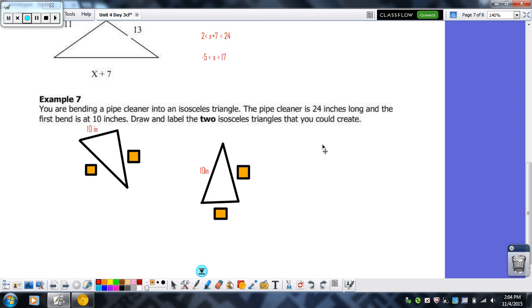So if we have one bend at 10 inches, one possibility we could have, since they have to add up to 24, is two sides that are both 7 inches, and the 10 inches is our longest side. So 7 and 7 and 10 gives us 24, and that makes an isosceles triangle. Or, since we already have 10, we can make another bend that's 10 inches long, which would leave 4 inches for the last side. Either of these two are possibilities.